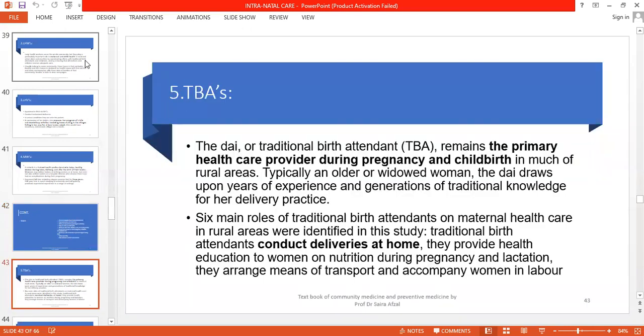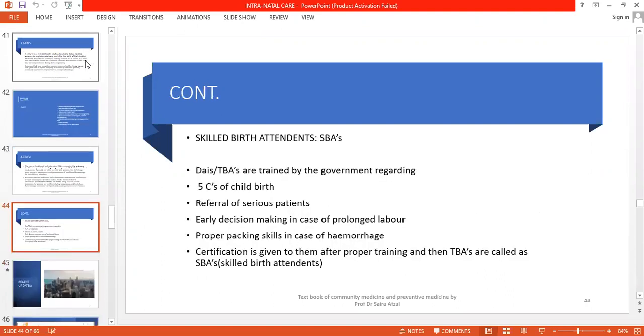Now comes the trained birth attendant. The DAI or trained birth attendant remains the primary healthcare provider during pregnancy and childbirth in much of rural areas. Typically an older or widowed woman, she draws upon years of experience and generations of traditional knowledge for her delivery practice. Six main roles of traditional birth attendants in maternal health care in rural areas were identified in this study. Traditional birth attendants conduct deliveries at home. They provide health education to women on nutrition during pregnancy and lactation. They arrange means of transport and accompany women in labor.